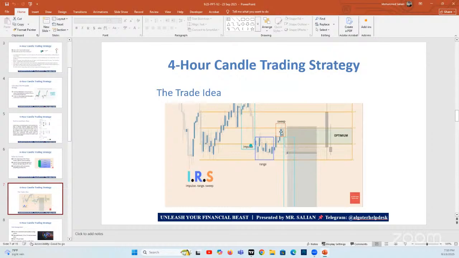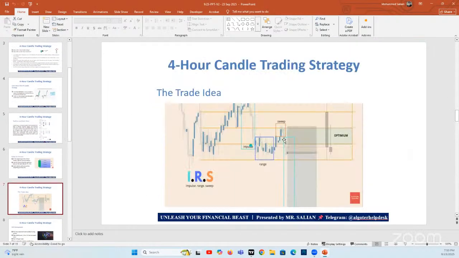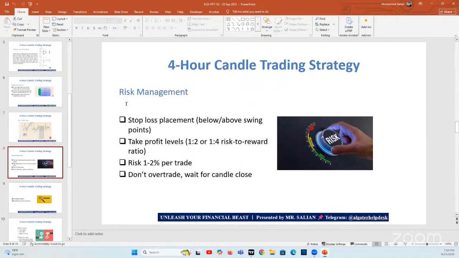Once it swept there, it didn't close above. This means this is going down. And once you find your confirmation candles there, your bearish engulfing, your pin bar, then you can place the trade to the downside. That's what the trade idea is all about. All right, and I hope that when I show this to you on the chart, you will finally understand.